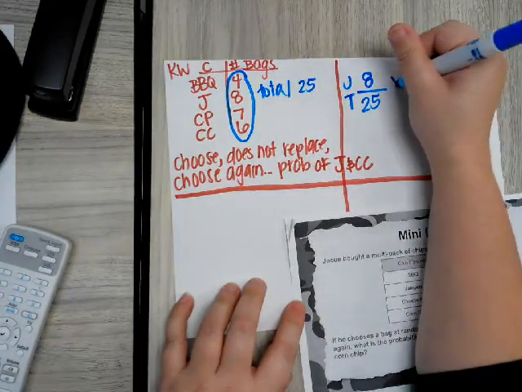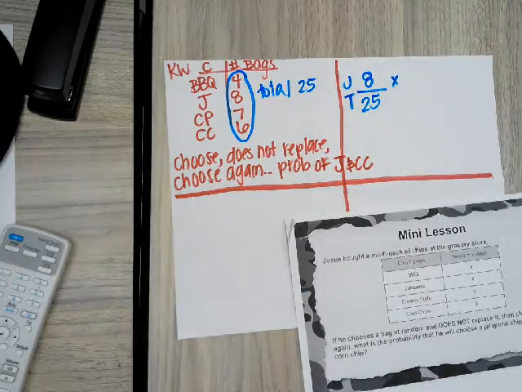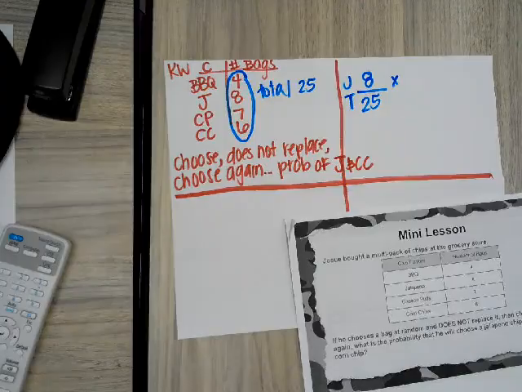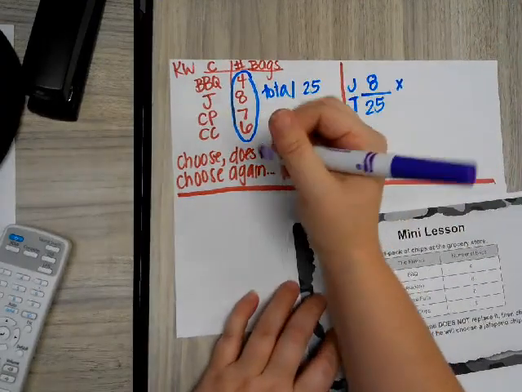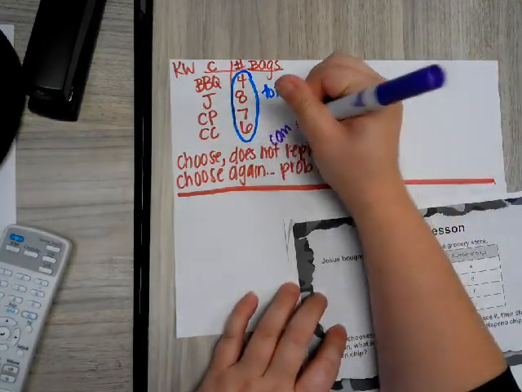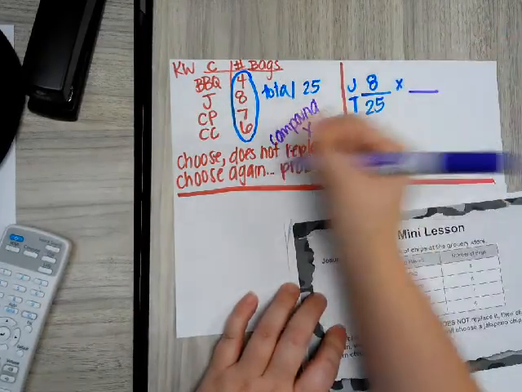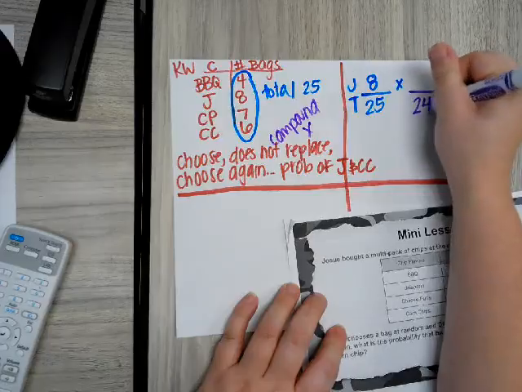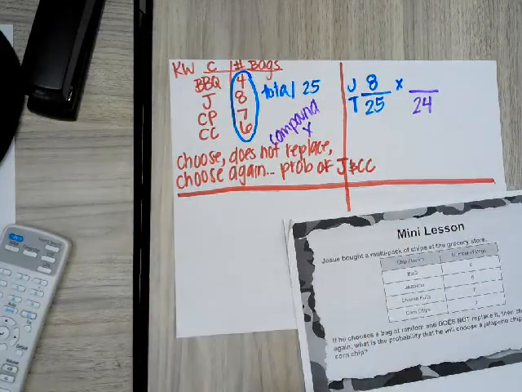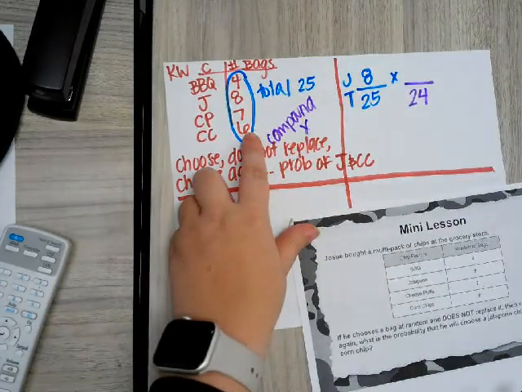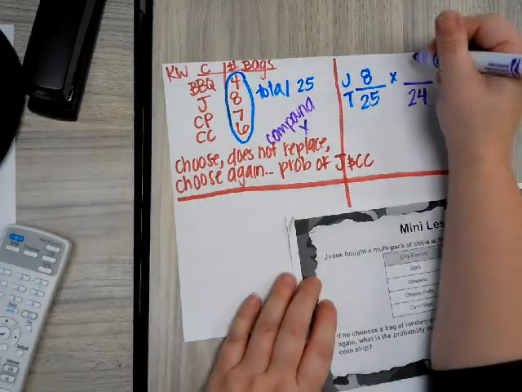But it says that he does not replace it. So that is compound because we're dealing with multiple events. So this is compound. That means we're multiplying. But he doesn't replace it, so now we have 24 because we took out a jalapeno bag. And we are now going to get corn chips. Corn chips is 6.